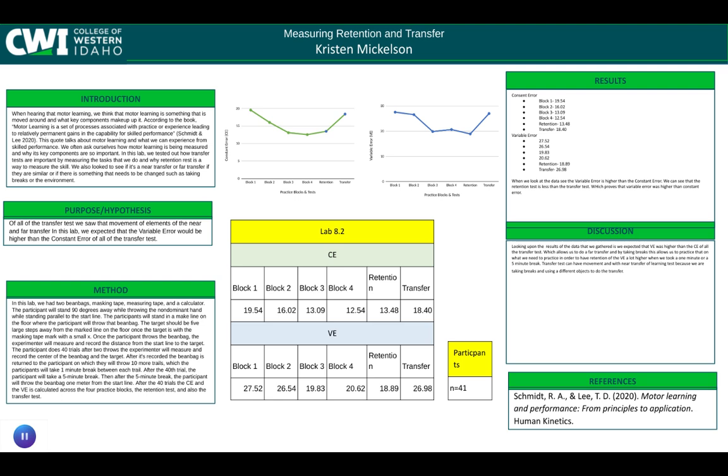So our hypothesis is that, of all of the transfer tests, we would see movement in the elements of near and far transfer. In this lab, we expected that the variable error would be higher than the constant error of all the transfer tests. So jumping down to the method, it just explains the experiment and what we did.